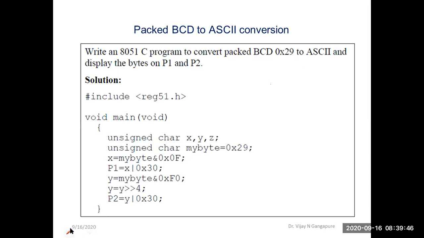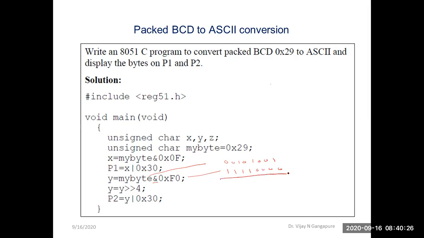Okay, so now the second number. Here y is equal to my byte ampersand 0xf0. So what is in my byte? My byte has 0x29, that is a packed BCD number. So we are bitwise ANDing it with what? 0xf0. So my byte is what? That is 0 0 1 0 1 0 0 1. And what is f0? 1 1 1 1 0 0 0 0.